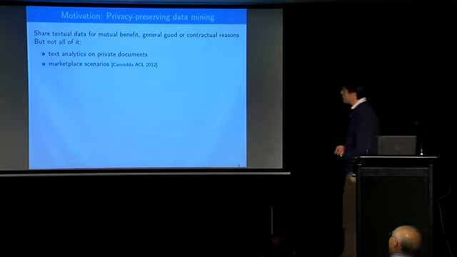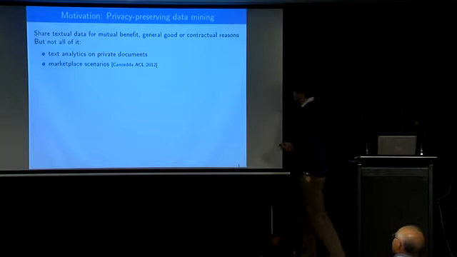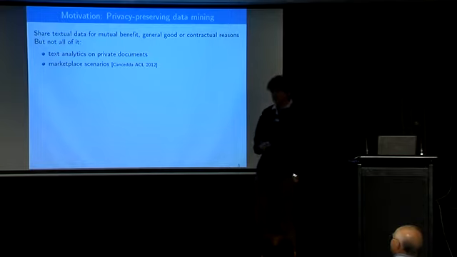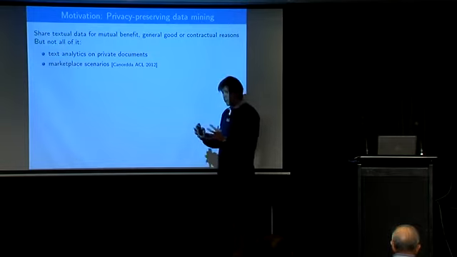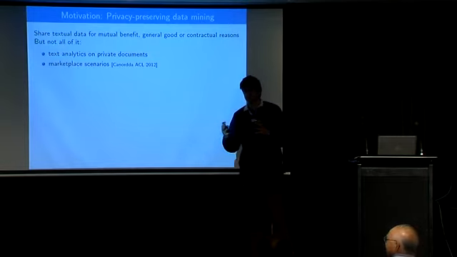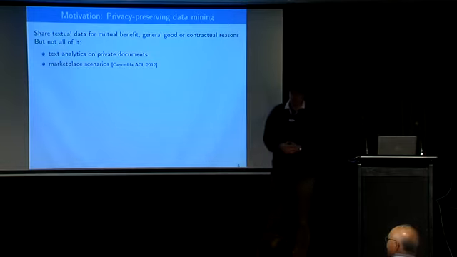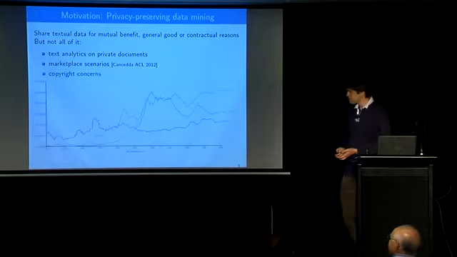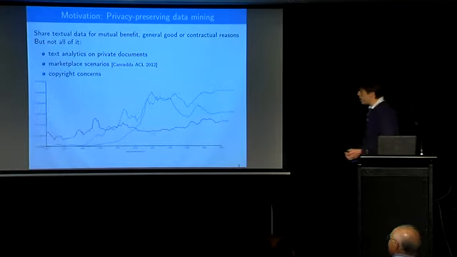Another motivation was a paper from ACL, which talks about a machine translation marketplace setting where machine translation players would share their phrase tables. That's a very important data resource. Everybody would share these phrase tables, but again, the companies may not be willing to share the original documents, so you want to avoid that people could reconstruct the original documents. And then the final one may be copyright concerns.